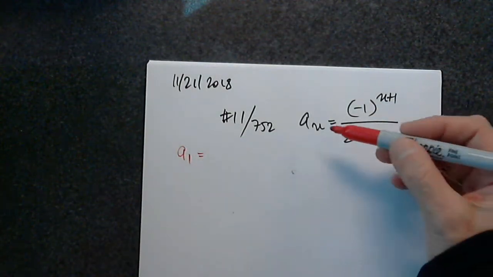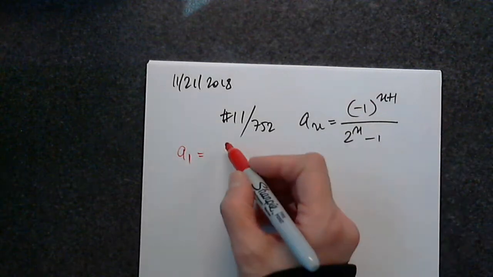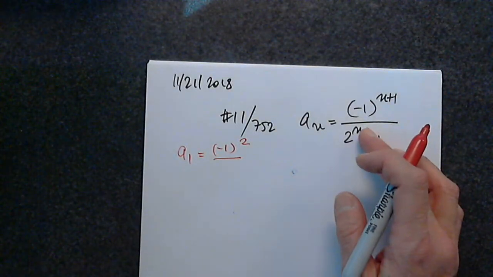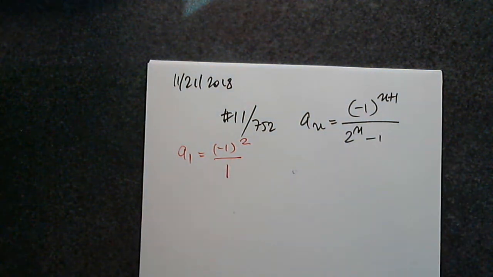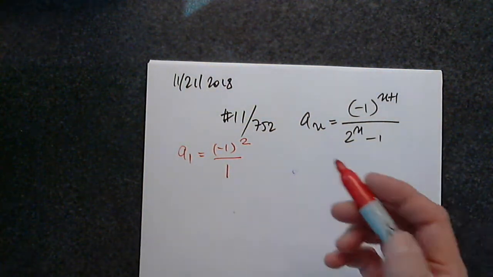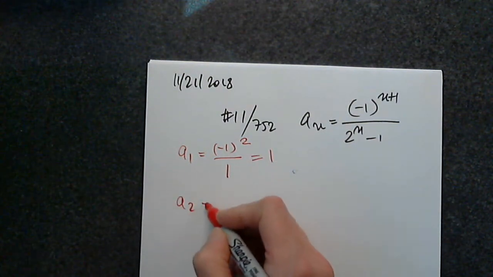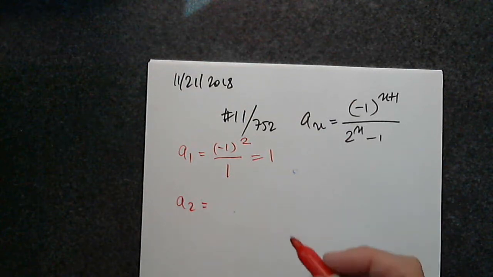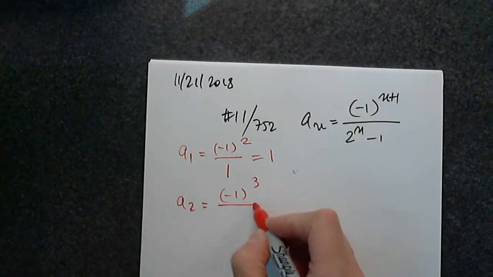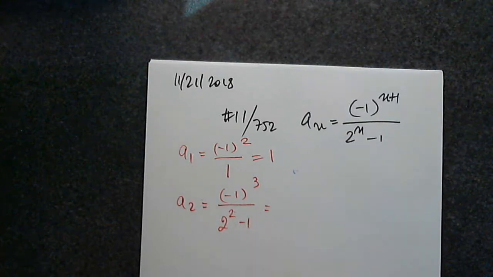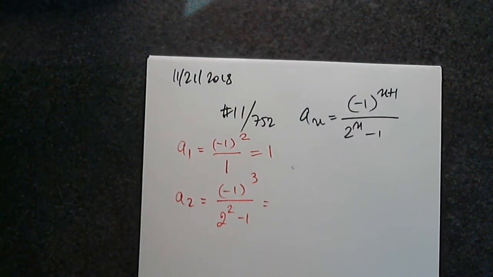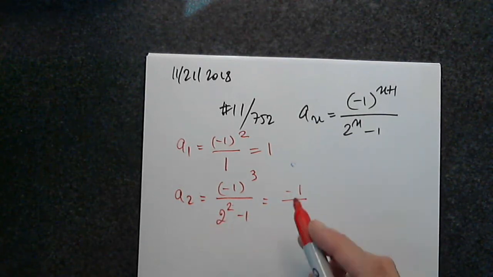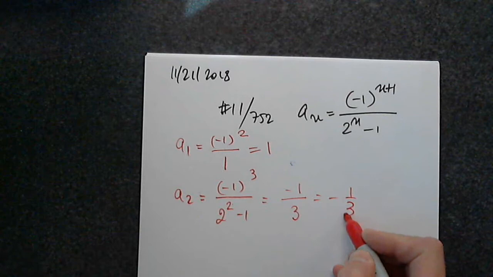So A1, I replace n by 1 everywhere. So it's -1 to the power 1 plus 1, which is 2, over 2 to the first power minus 1, which is 1. -1 squared is 1, 1 over 1 is 1. Now for a sub 2, or the second term, -1 to the third power over 2 squared minus 1. But -1 to the third power is -1. 2 to the second power is 4. 4 minus 1 is 3. So the second term is -1/3.